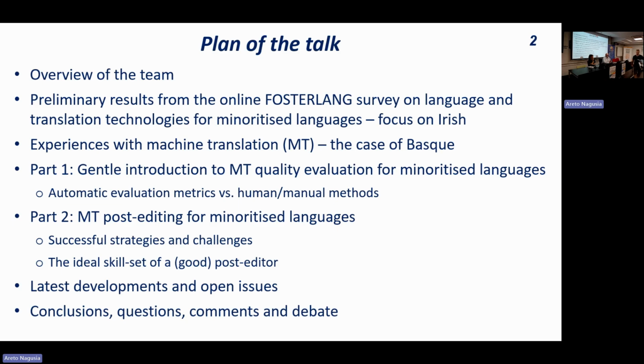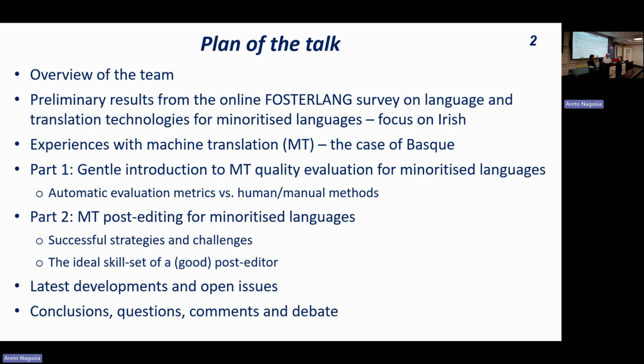So very quickly, there's going to be a very short introduction, and then in accordance with the 2 main topics of the session, part 1 is going to be a gentle introduction to machine translation quality evaluation. You'll see on the slides quite a lot of MT, that stands for machine translation, with a focus on minoritized languages in the spirit of the Fosterlang project. Particularly, I'm going to give you an overview of the comparison between automatic state-of-the-art evaluation metrics as opposed to human or manual methods of machine translation quality evaluation.